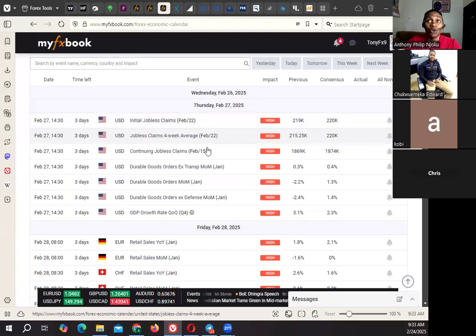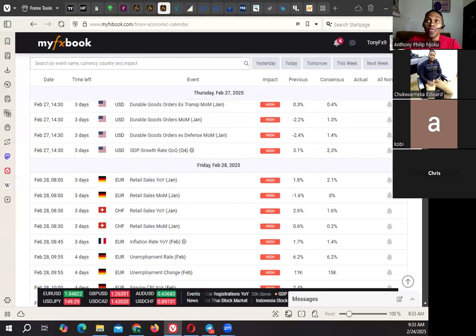The same applies for the continuing jobless claims. And then the durable goods orders has to do with those who are ordering products and services from companies. A higher figure is good for the dollar. A lower figure is bad for the dollar.